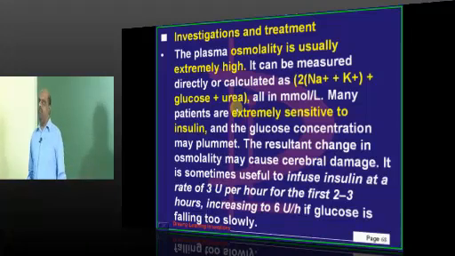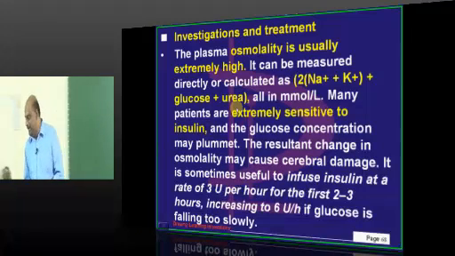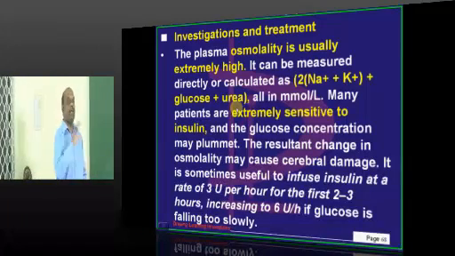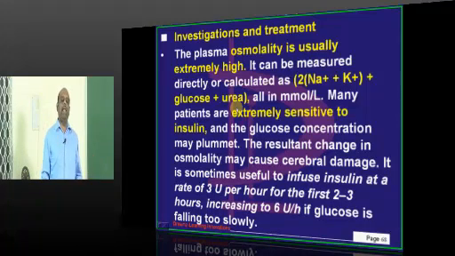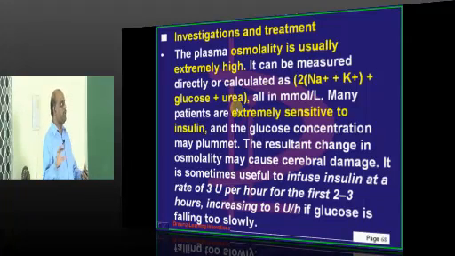Now, if you look at the plasma osmolarity in hyperosmolar hyperglycemic state, it is very, very high. So, what is the formula for calculating plasma osmolarity, doctor? 2 into sodium plus potassium, plus glucose plus urea, all in millimoles per liter.